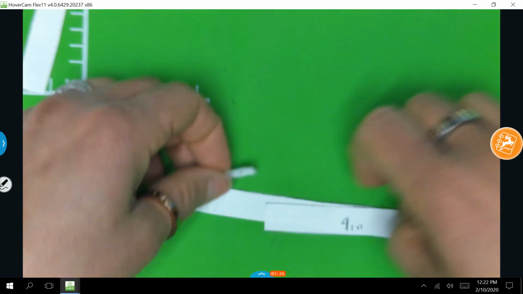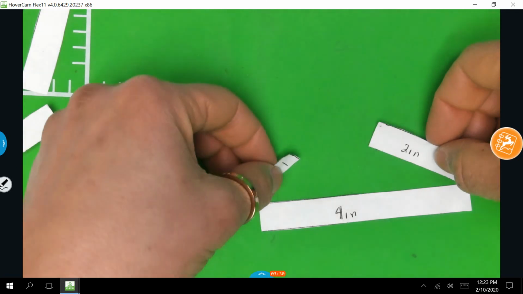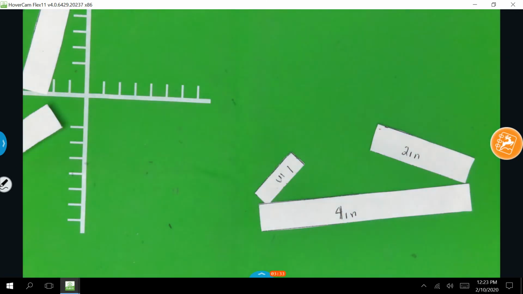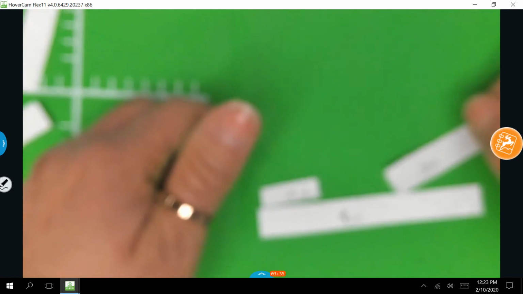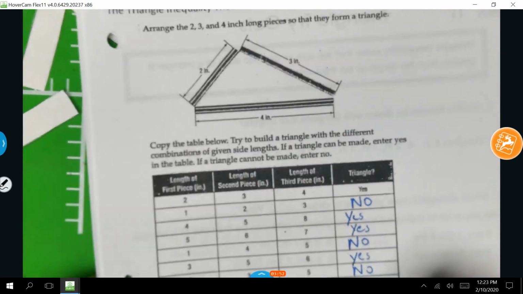Let's try it. 1, 2, 4. Wait, what was 2, 4, 7? I thought it was 2, 4, 6. No. I thought one was supposed to be on the left. It won't focus, but you can see the general shape. No, it will not, because these two can't. If they have to stay at their corners here, they can't. They'll never end up making a triangle. So this one's no.